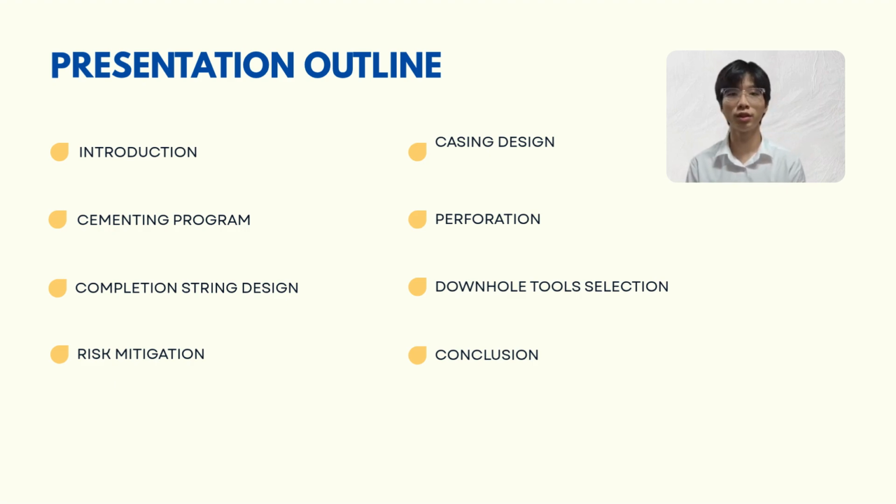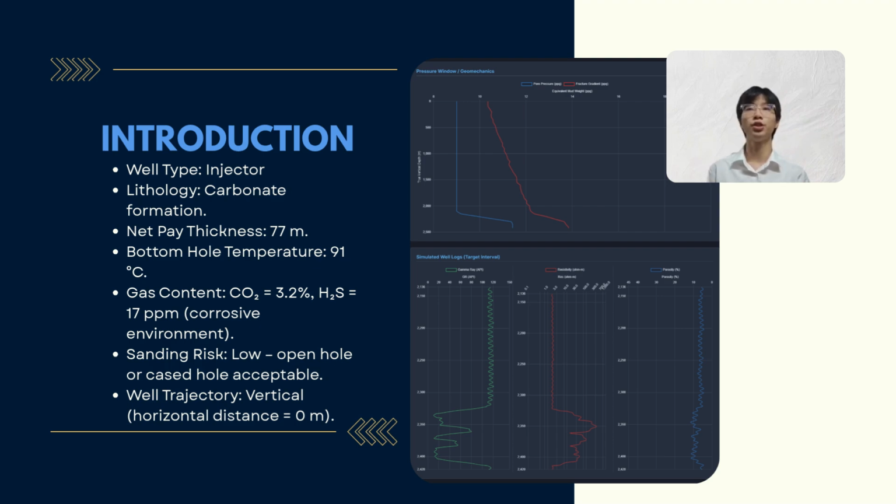So for our presentation today, we will cover a total of 8 outlines: introduction, casing design, cementing program, perforation, completion string design, downhole tool selection, risk mitigation, and conclusion. The first part we will cover is the introduction of this project. This part will include all the well properties and formation properties.